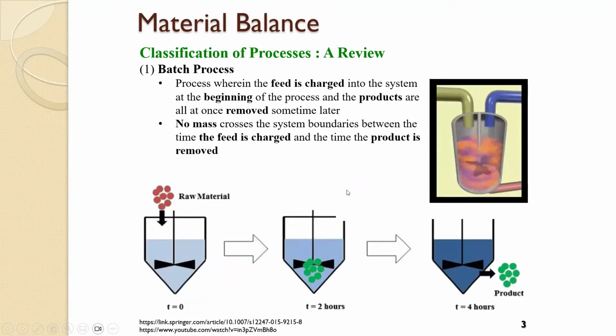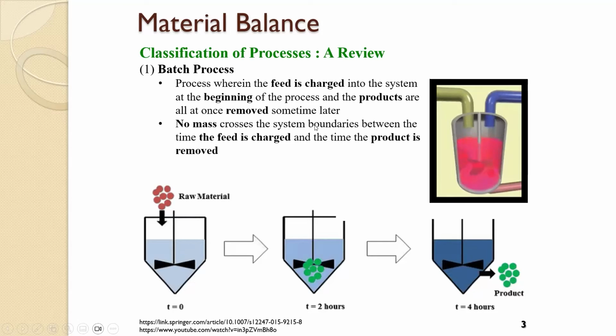So let's classify some of these processes. Basically, the first one is what you call a batch process. This is a process wherein the feed is charged into the system at the beginning of the process, and the products are all removed at once sometime later. So after you do the process, everything will be removed.